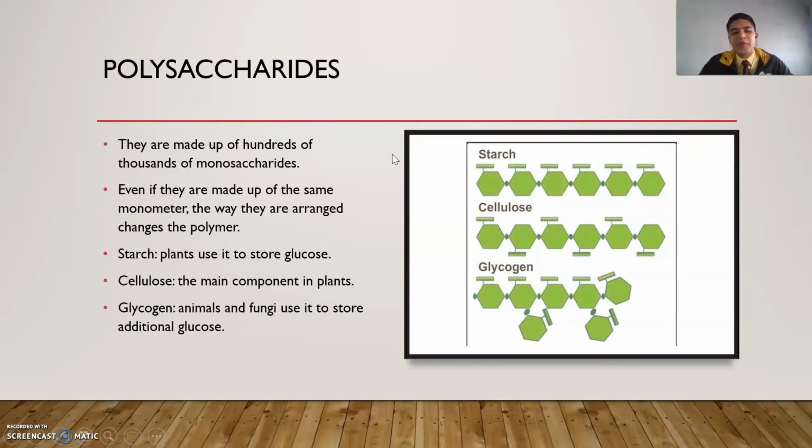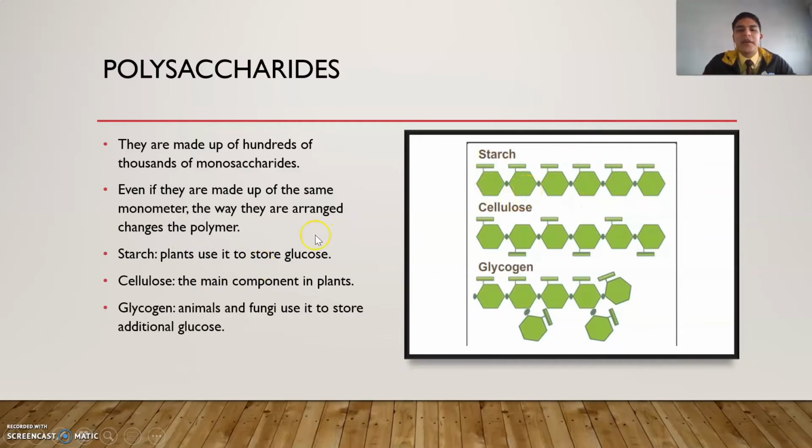And this is the last subsection of carbohydrates, which are polysaccharides. They are made up of hundreds or thousands of monosaccharides. Even if they are made up of the same monomer, the way they are arranged changes the polymer. So we have some examples of what polysaccharides actually look like. We have starch, which is a component that plants use in order to store glucose. You can see it right over here.